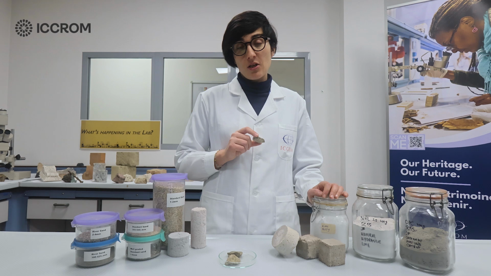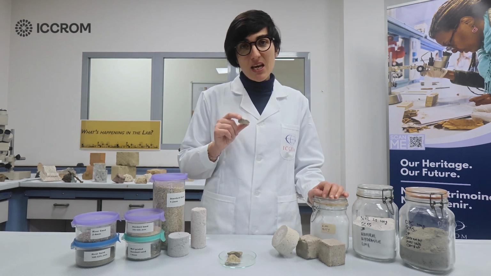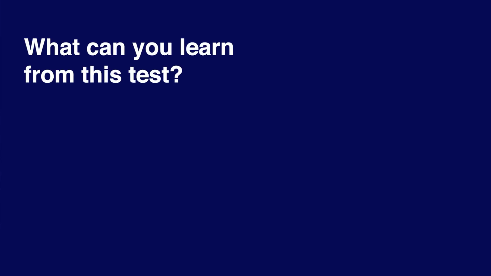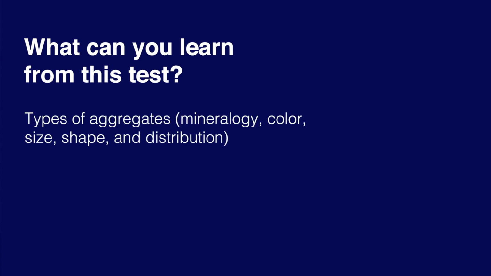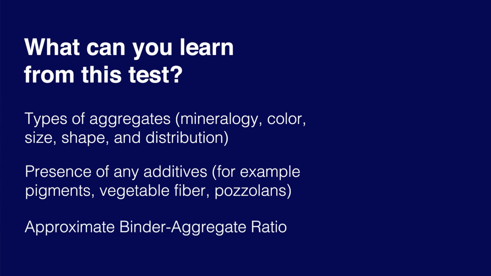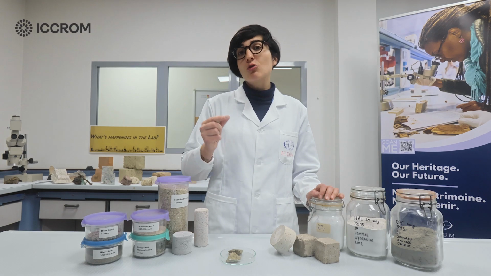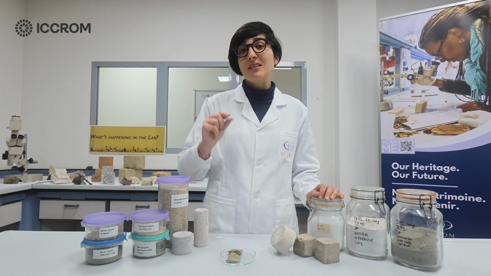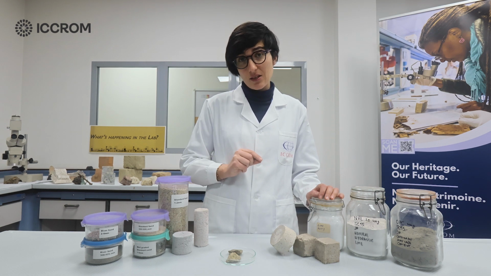binder. So, what information will we be able to learn from this test? Aggregate characteristics: type, grain distribution, color, shape, appearance. We will be able to determine if our sample contains any additives, for example, pigments, fiber, pozzolans. And we will also be able to determine an approximate weight and ratio of our binder and sand. For the binder, we will be able to calculate the materials that dissolved during the acid digestion.